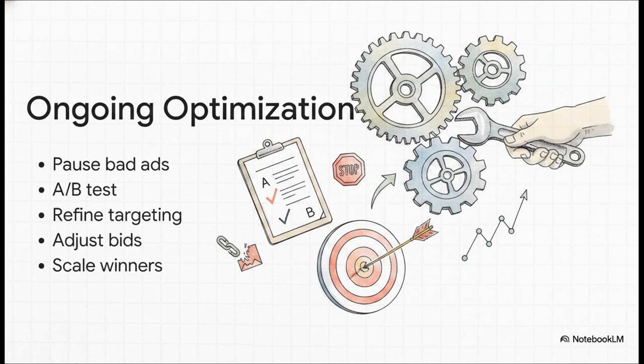Running ads is never, ever a set and forget activity. It's not a houseplant. Continuous optimization is what separates average campaigns from the highly profitable ones. You need to constantly pause low-performing keywords, aggressively improve your quality score to drive down costs, A/B test your ad copies, refine your audience targeting, adjust bids based on real-time data, and of course, scale those winning campaigns. While you might see some initial sparks in the first 1 to 2 weeks, optimal, rock-solid performance really requires 30 to 60 days of this relentless, continuous optimization.